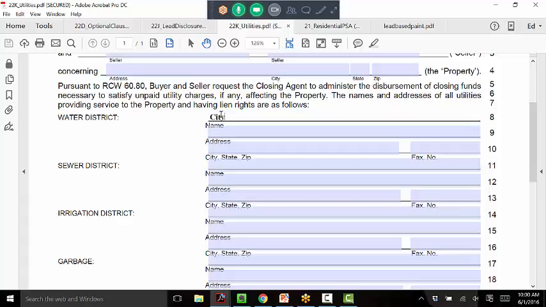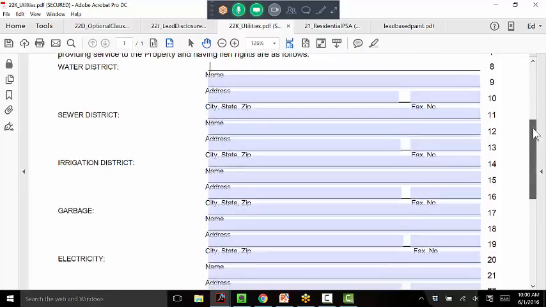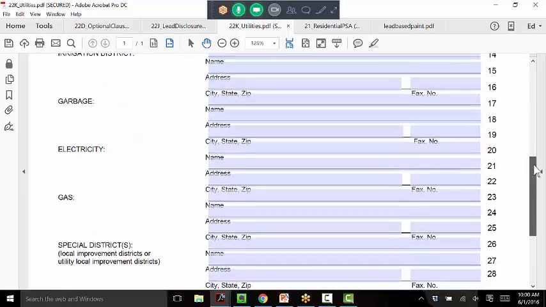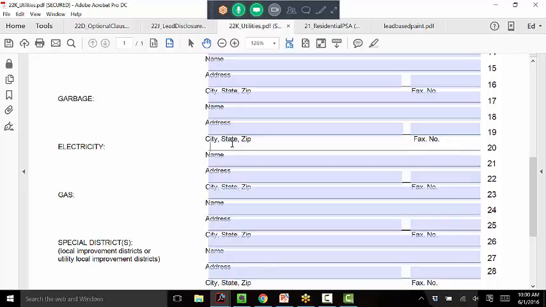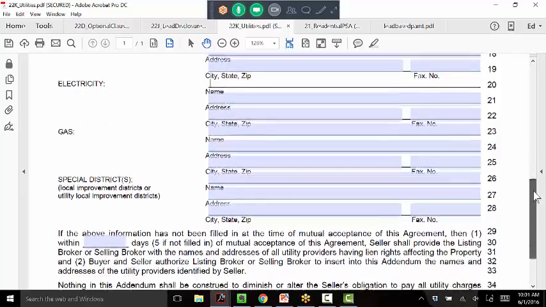Boom. City of Seattle. Right? Typically, it's the city, municipality that handles water and sewer. Private parties handle garbage. PSE or Puget Power or Seattle City Light, etc. So you fill all those out.